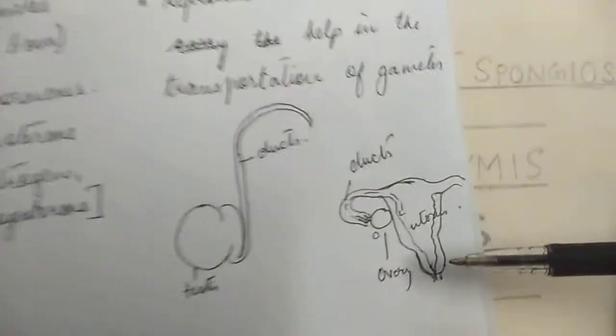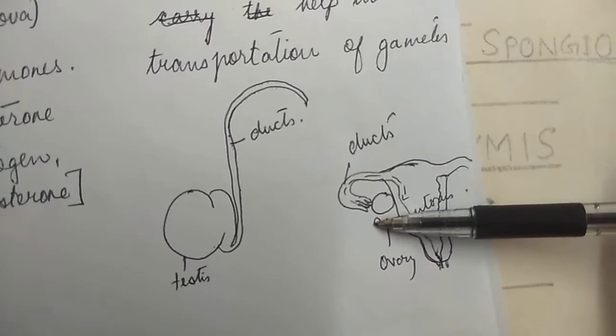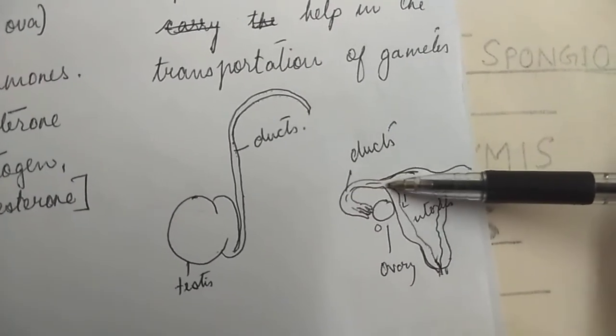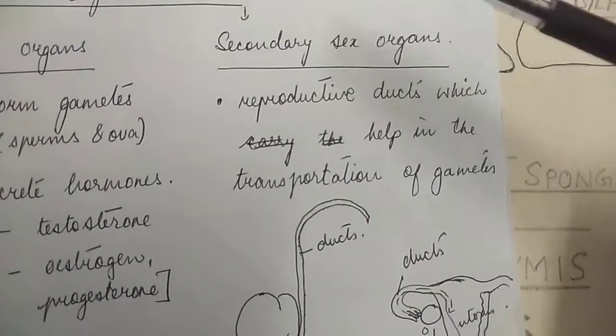Here also you can see this is the ovary. The egg or ovum is released. It enters into the uterus via these ducts. So these ducts are the secondary sex organs.